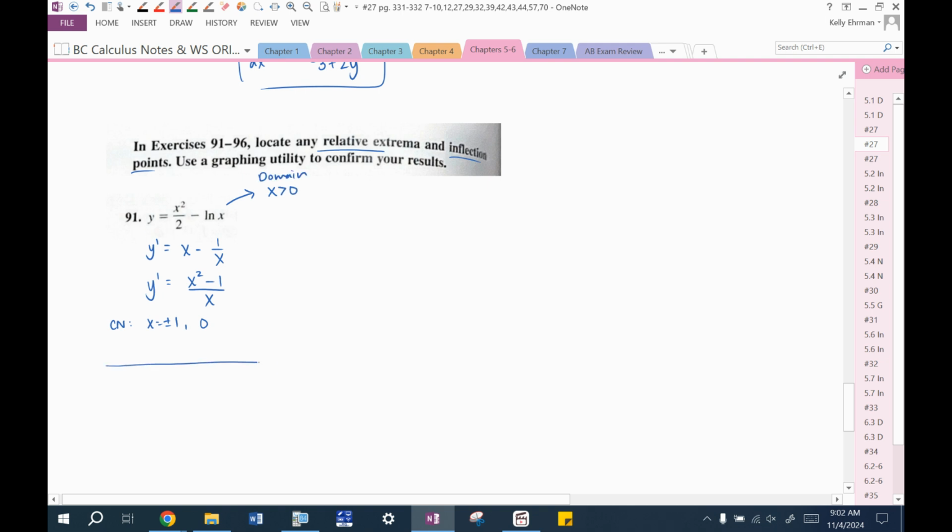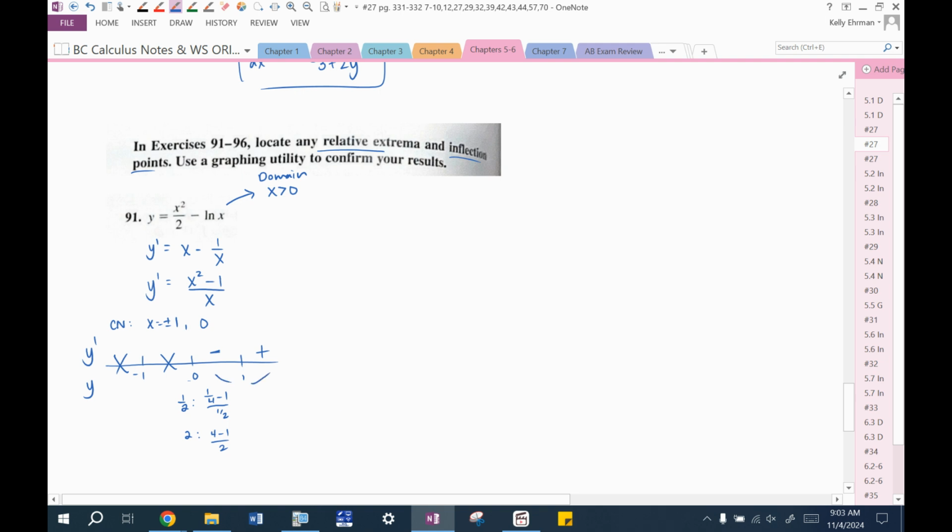Okay, so if we put these on a number line, if I plot all of these, I get negative 1, 0, and 1. But this domain piece helps us, because we can't have any relative extrema where the graph doesn't exist. So I don't care about anything left of negative 1 or anything negative between 0 and negative 1. I only care about these two sections. If I plug in 1/2 into y prime, I would get 1/4 minus 1 over 1/2. That's negative. If I plug in anything bigger than 1, like 2, I would get 4 minus 1 over 2. That's positive. So y goes from decreasing to increasing.